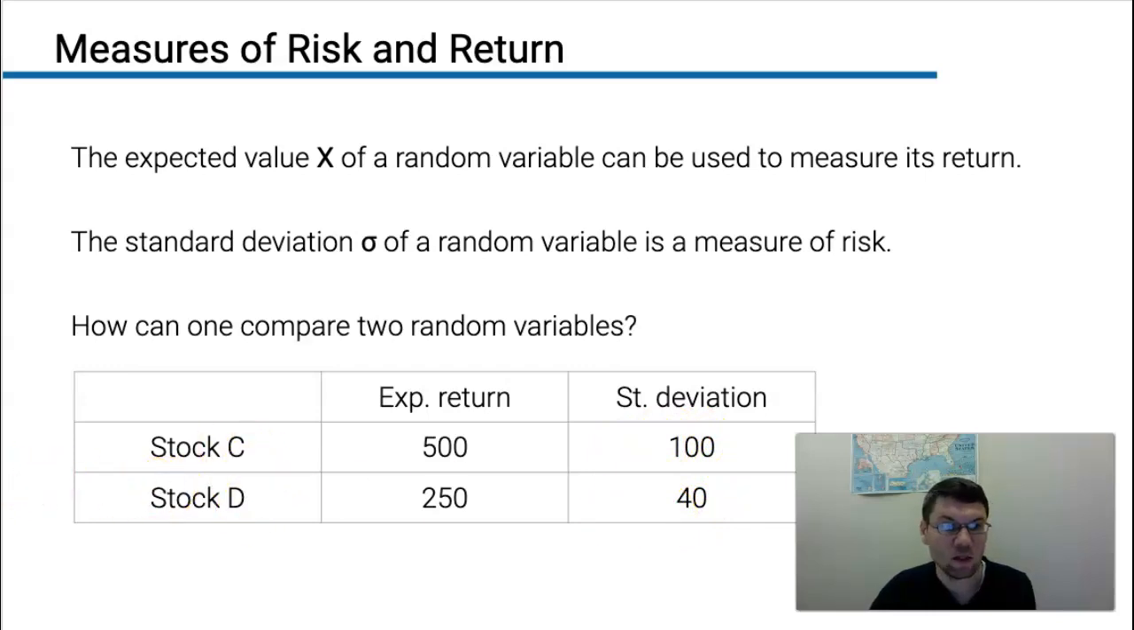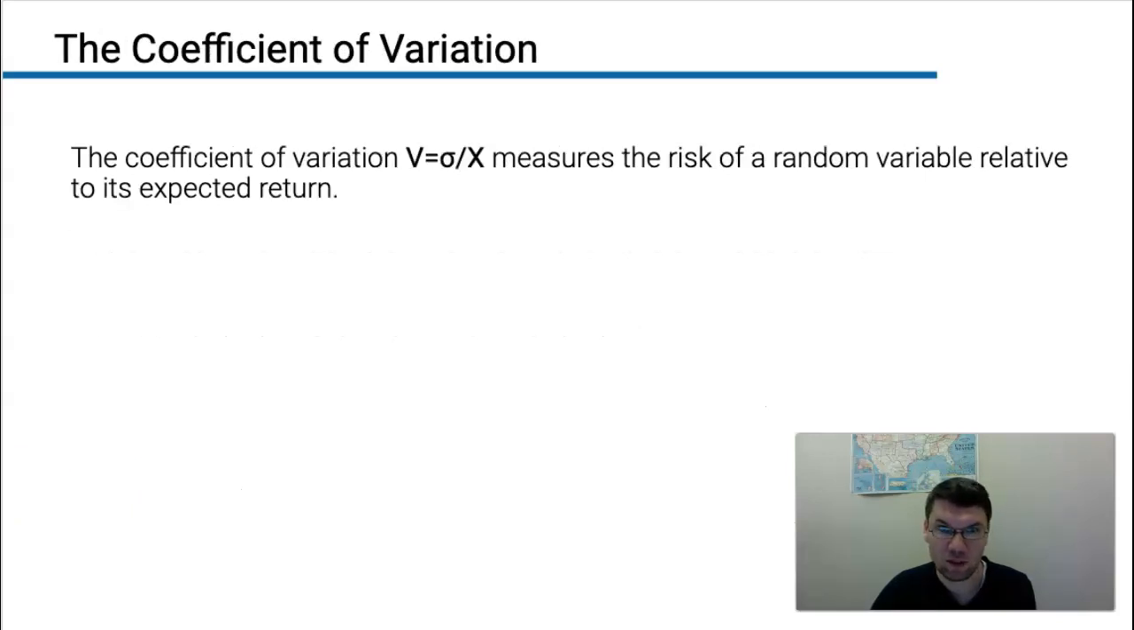To do so, we have a new measure that's called the coefficient of variation, which simply takes your standard deviation and divides it by the expected value. So risk divided by the expected return. And so that would measure the relative risk of a random variable.